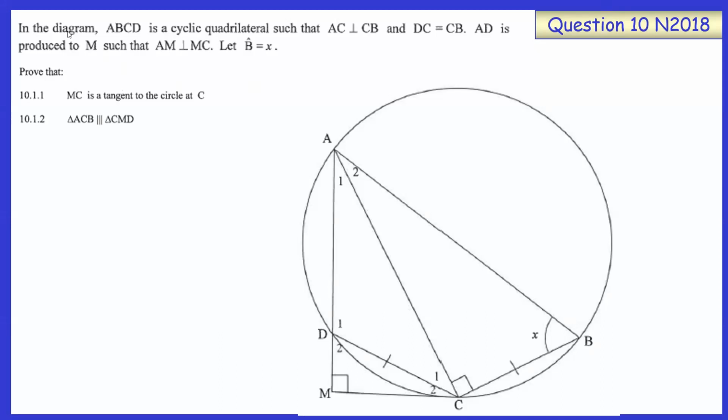Okay, we're starting with the first question. It says, in the diagram, ABCD is a cyclic quad such that AC is perpendicular to CB. It's in the diagram, as you can see. And AD is produced to M such that AM is perpendicular to MC. It's on the diagram. And they tell us let B equal X.